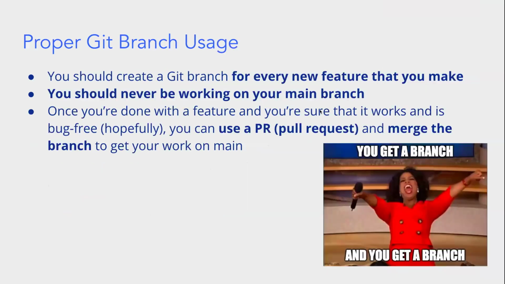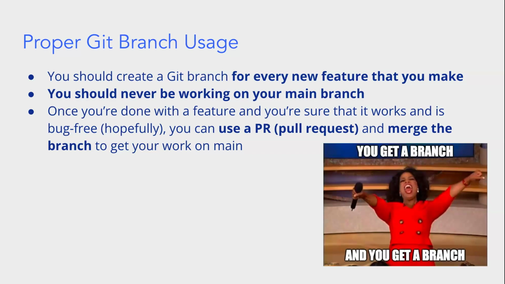Okay, so let's talk about branches in Git. So you should create a Git branch for every new feature that you make that's separate from your main branch. And this is because your main branch in GitHub should really try to be like a clean working version of your code. So if you want to try a cool new feature for your app and you don't want to mess with the clean working version of your code, then you should definitely make a new branch.